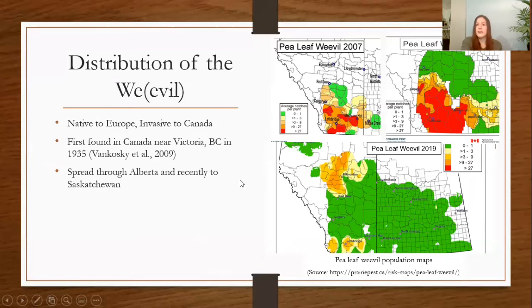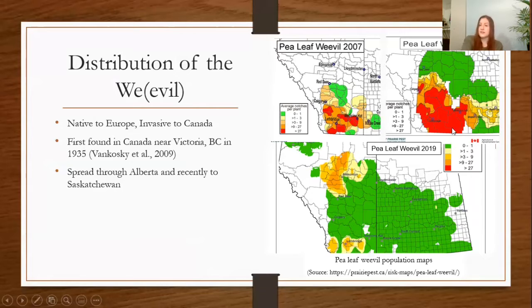They only became an issue more recently, where they started to spread around Alberta and eat our peas, not the peas, the pea crops. And that was in the early 2000s. And then in about 2007, you can see here in the map, it started to become a bit of an issue around Lethbridge. And they started to move into Saskatchewan.